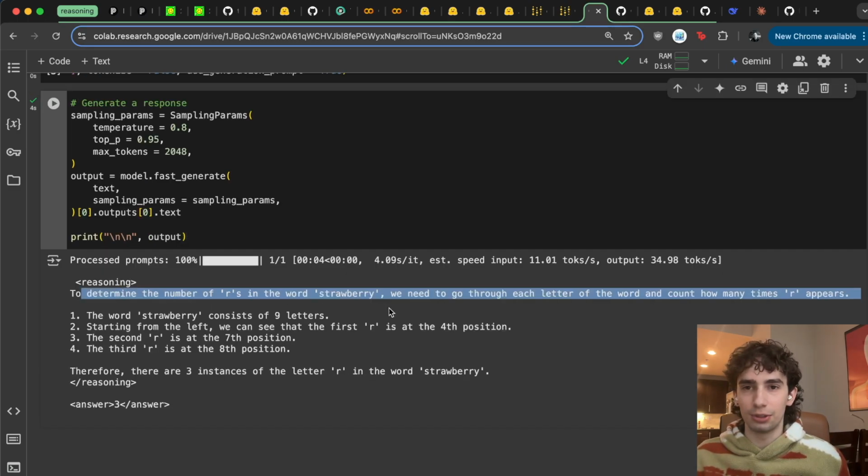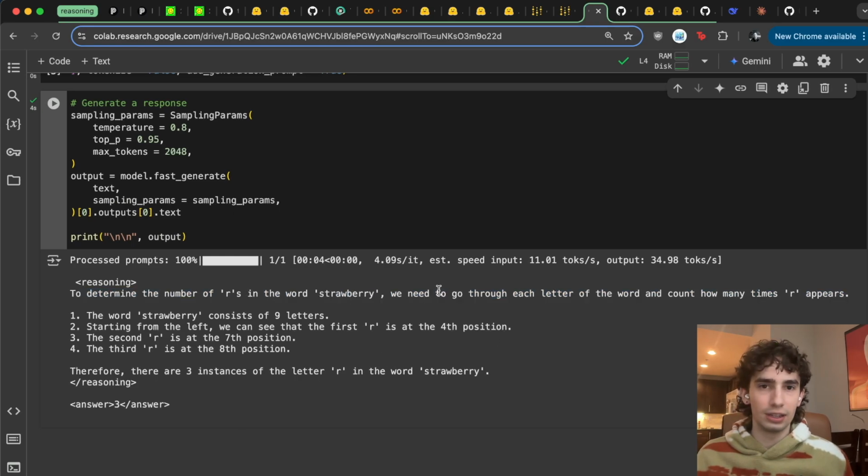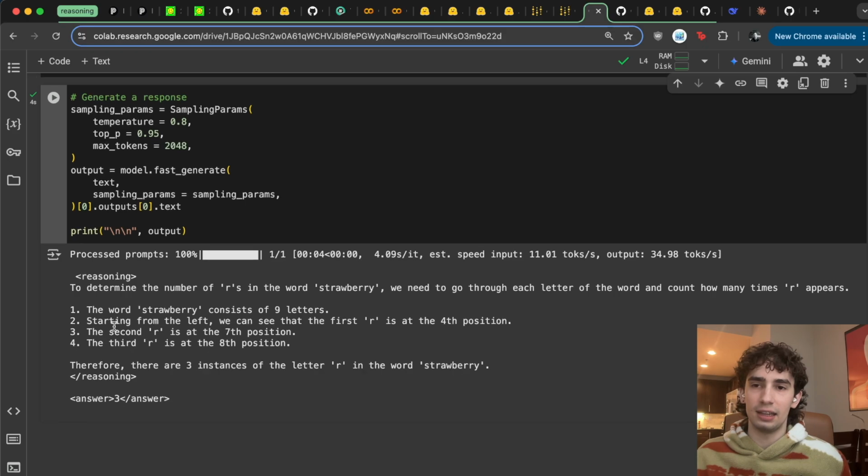So we see, to determine the number of R's in the word strawberry, we need to go through each letter of the word and count how many times. It says that it consists of 9 letters, the first R, the second R, and the third R. Does some good reasoning, and finally answers with just the number in the answer tags, that it is 3.